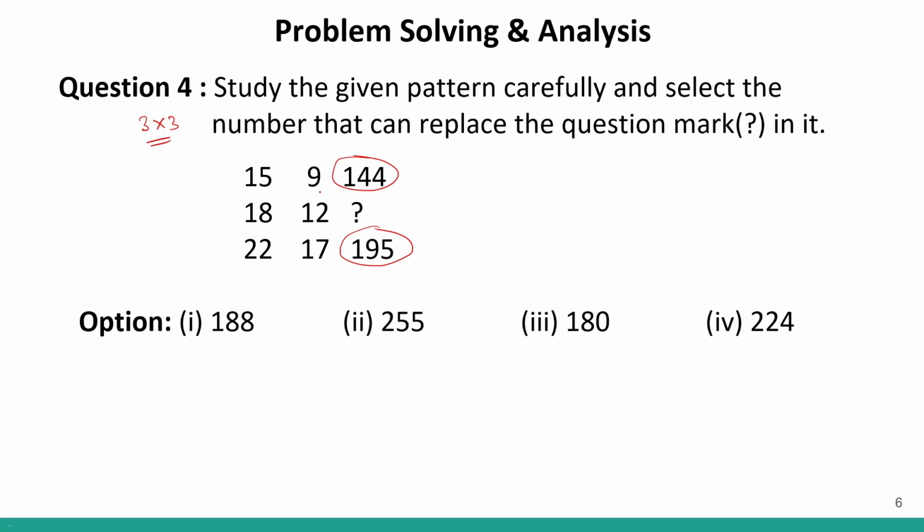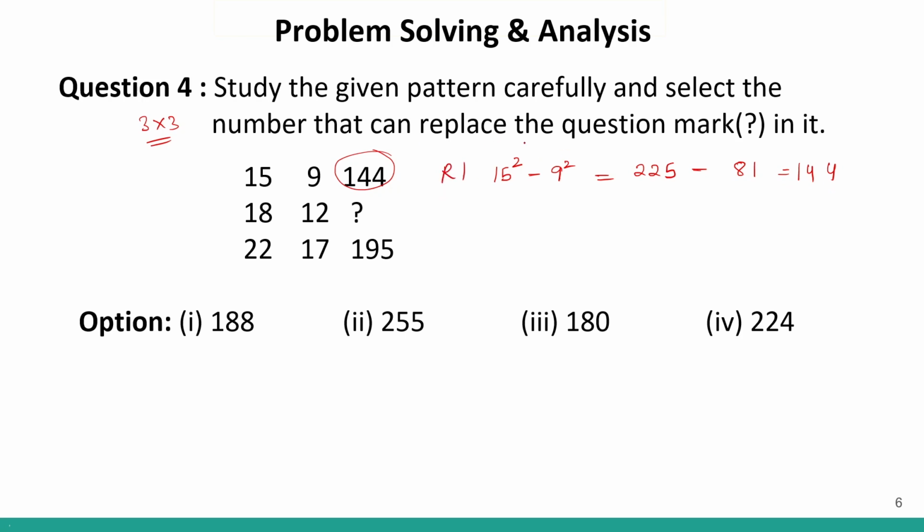Now, let us try. So here, if I take 15 square and I take 9 square, 15 square will be 225 and 9 square will be 81. So this number 144 lies somewhere between these two numbers, correct? So if I subtract 9 square from 15 square, I'll get 225 minus 81, which is 144. This is row 1.